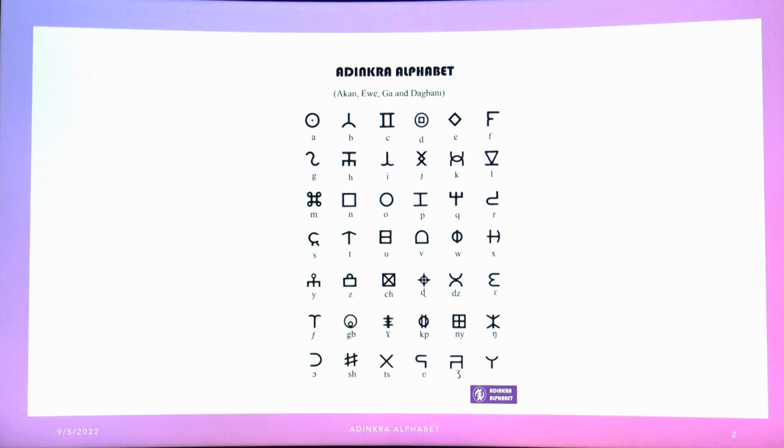This slide shows the Adinkra Alphabet characters. There are 42 Adinkra Alphabet characters, and the Adinkra Alphabet is for the main languages in Ghana, which are Akan, Ewe, and Dagbani.